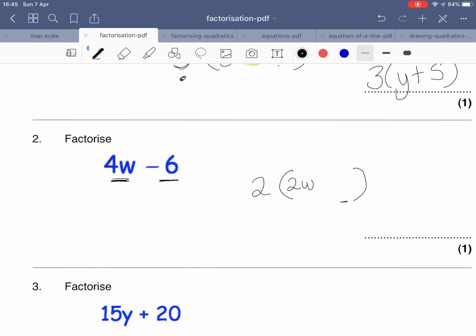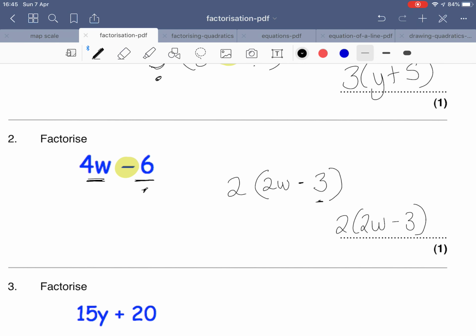Then 2 times what here gives me 6? I know 2 times 3 gives me 6. And because there's a negative, I'm going to put minus. So I've got 2w minus 3. You can check if you want by expanding it. So 2 times 2w is 4w, and 2 times 3 is 6, so I've got minus 6, and that gives me this question.